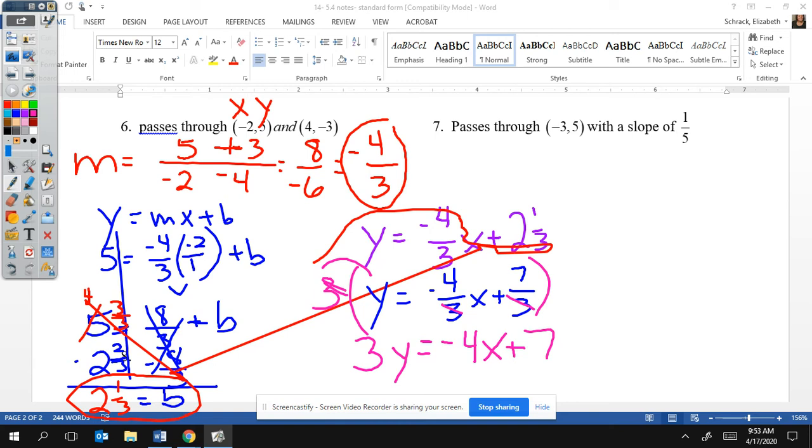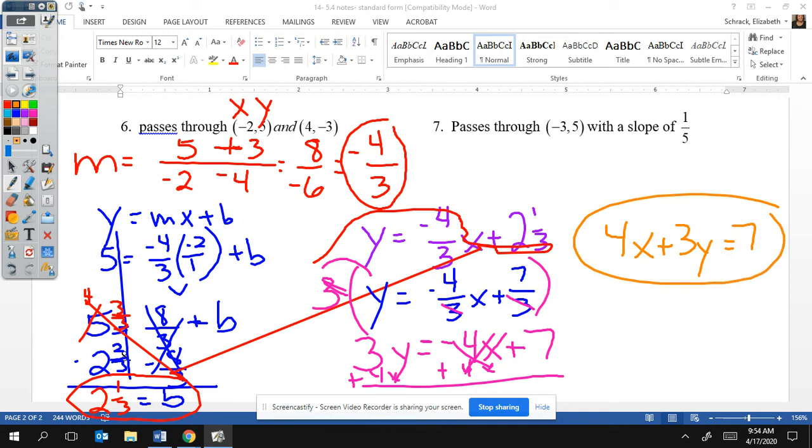And of course, another rule besides not having fractions, we need to get the x and the y on the same side. So I'm going to add 4x to both sides. So our final answer is 4x plus 3y equals 7. Yes, I know that's a lot of steps, but again, we're given 2 points. So first find your slope, then find your b value, put it into slope-intercept form, and then change it into standard form.